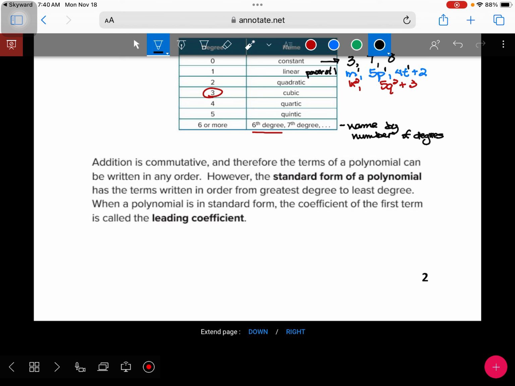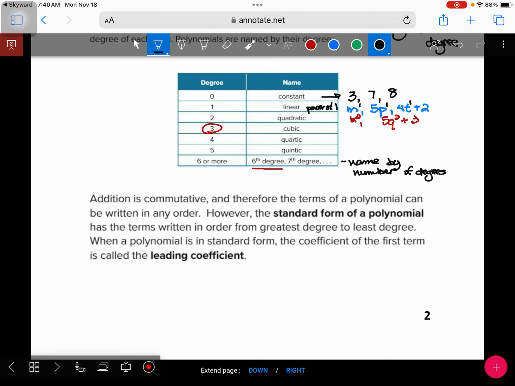Okay? Then it says, addition is commutative. Therefore, the terms of a polynomial can be written in any order. Commutative means you can change the order. That's how I always remember. CO and CO here. You can change the order. So if we said 3x plus 4, that's the same as 4 plus 3x. We can change the order and it still means the same thing.